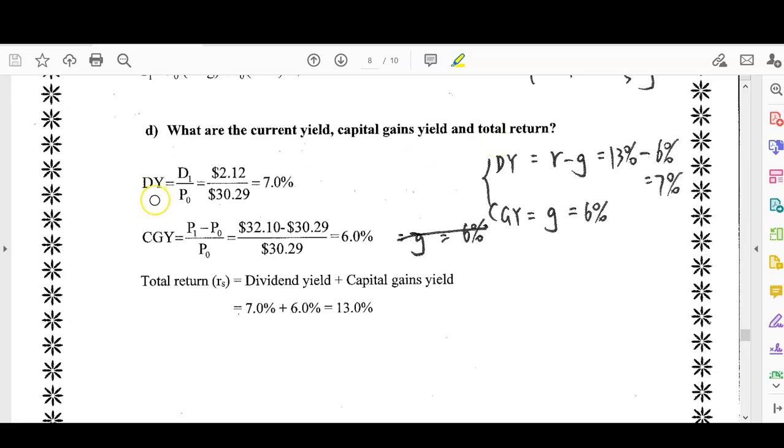So for DY, dividend yield, it is D1 over P0 by definition. So we can just plug the numbers in, it's 7%. Alternatively, we can use the conclusion we had, DY equals Rs minus g, so it's 13% minus 6%, it's also 7%. For capital gains yield, here we can use the difference in P1, P0 divided by P0 as 6%. We can also use our conclusion that CGY equals g, and it's 6%. Total return is the sum of dividend yield plus capital gains yield, 7% plus 6%. Okay, it's the same as Rs we calculated from CAPM, 13%.